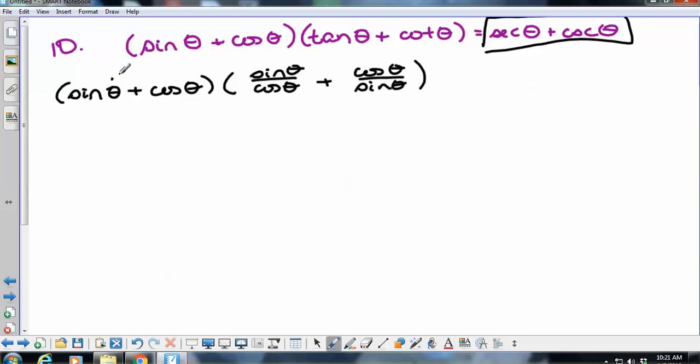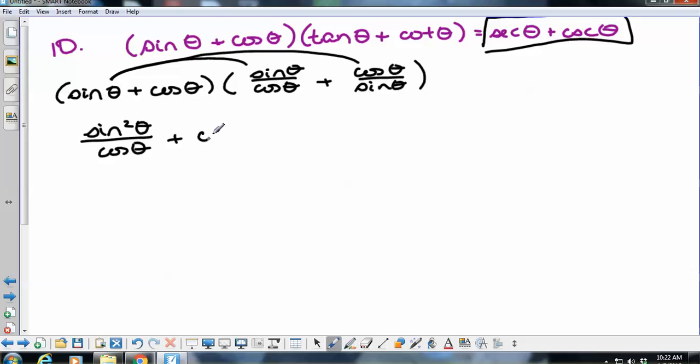Okay, so sine theta times sine theta over cosine theta would give me sine squared over cosine. Sine times cosine over sine would give us, so the sines will drop. Are you guys okay if I just go ahead and write a cosine there? So cosine times sine over cosine will give us a sine.